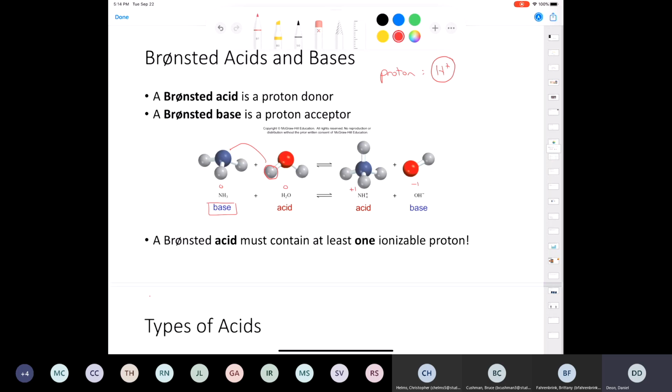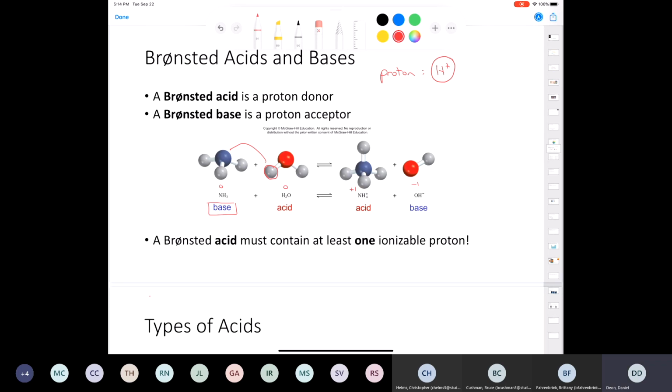So it says here that a Bronsted acid has to have at least one ionizable proton. And we're going to look at types of acids in a second. But first, give me a thumbs up if you follow me this far. Just Arrhenius acid, Arrhenius base, Bronsted acid, Bronsted base. Nothing more than that. That's all we're talking about right now. We haven't gotten into anything super heavy.